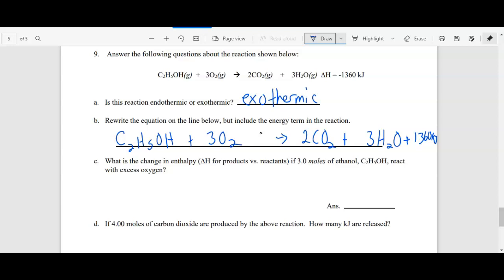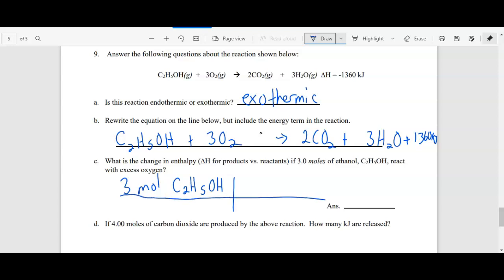Letter C says, what is the change in enthalpy, the delta H, for products versus reactants, if 3 moles of ethanol react with excess oxygen? What we have been doing was going from grams. We're just going to make it easy. We're only going to have to do moles. So this time we're going to set up 3 moles of C2H5OH.